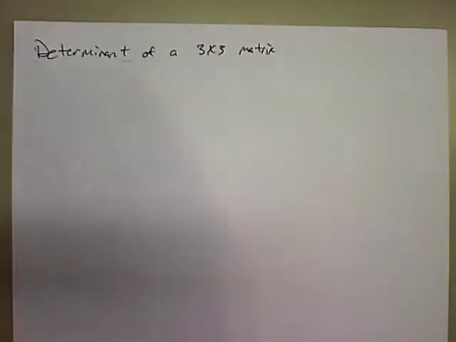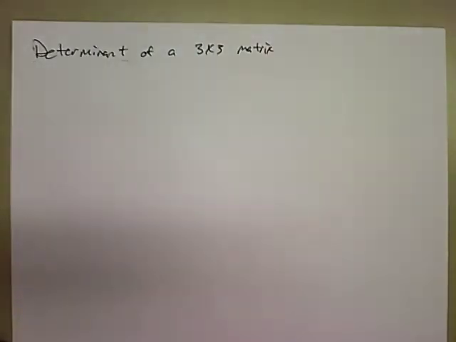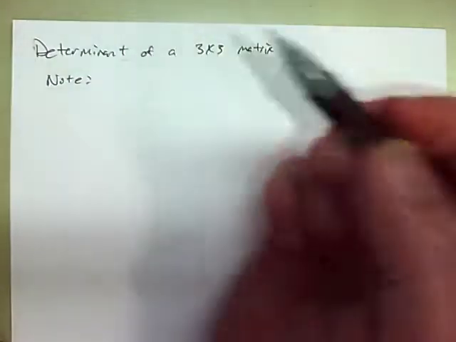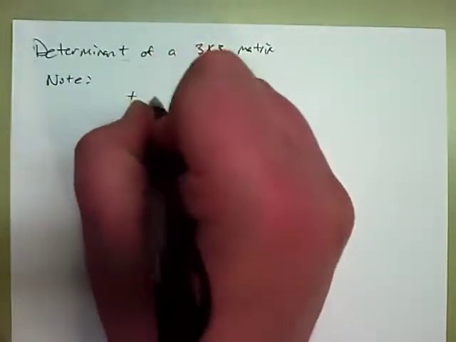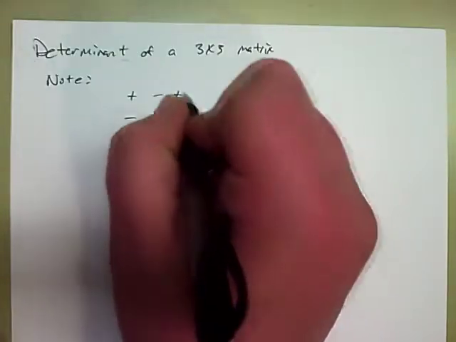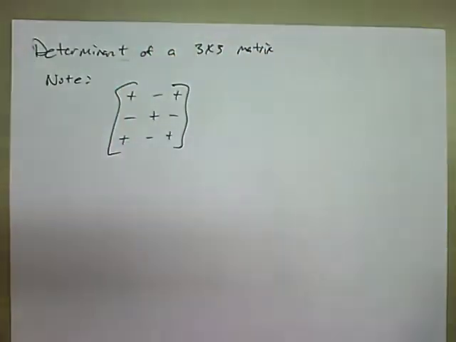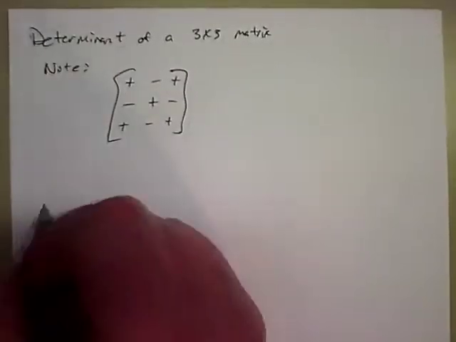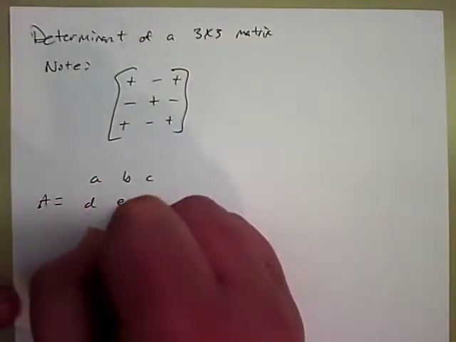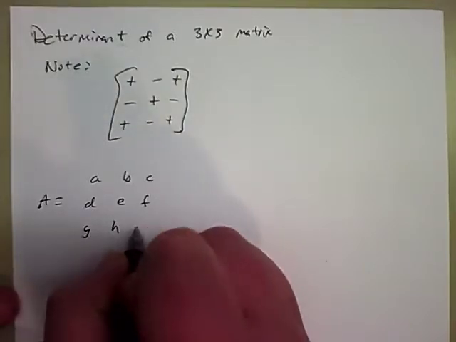All right, so here we go. The determinant of a 3 by 3 matrix. Note, it follows a pattern that was provided to us. So plus, minus, plus, minus, plus, minus, plus, minus, plus. All right, so we were given this pattern, and I don't know who gave it to us. I don't know where it came from. All I know is that this pattern helps me a ton when it comes to finding the determinant. So I'm going to let matrix A equal A, B, C, D, E, F, G, H, I. That's it.